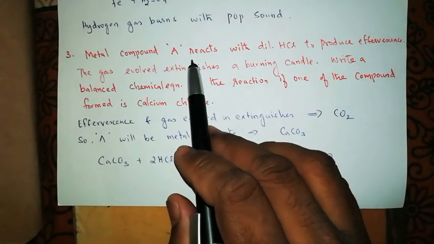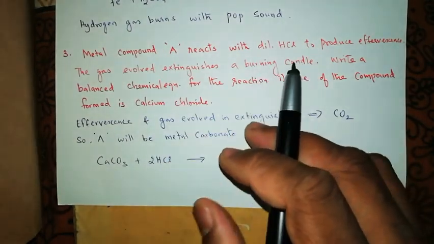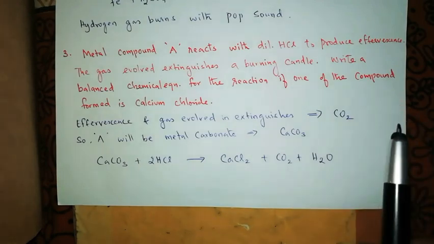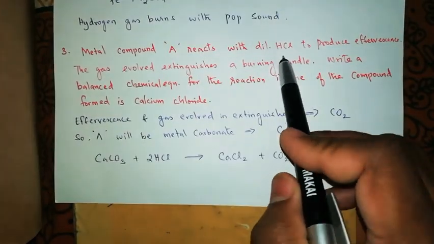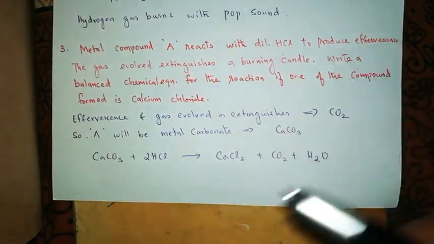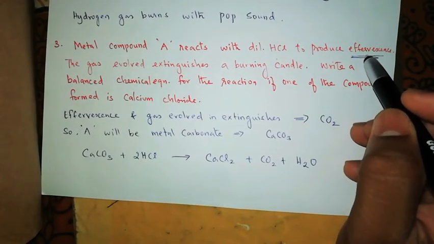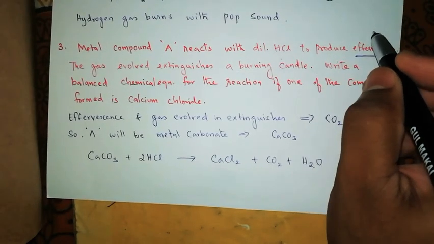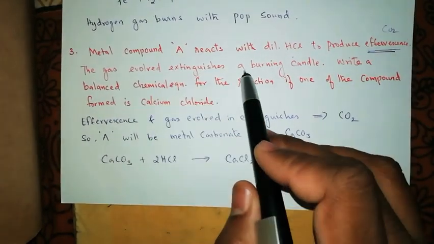Metal compound A. It's a metal compound, so it is not only a metal. It is a metallic compound combined with some non-metal or other substance. It reacts with dilute hydrochloric acid to produce effervescence. I want to remind you about effervescence: whenever you learn about effervescence, it is always one gas, carbon dioxide. The gas evolved extinguishes a burning candle.